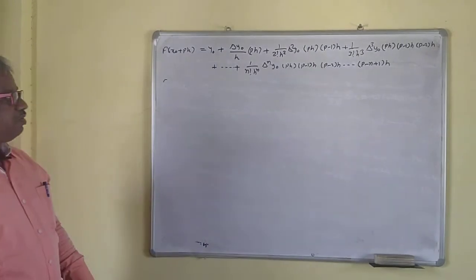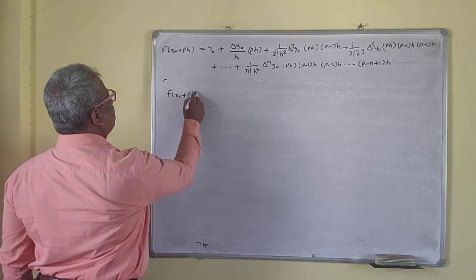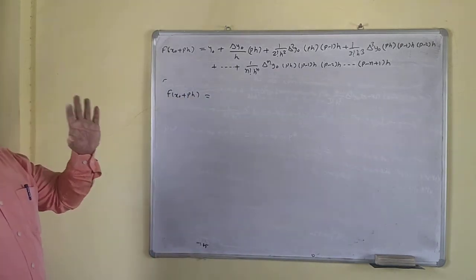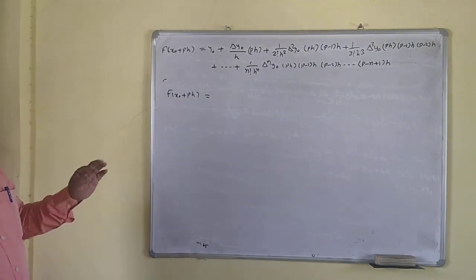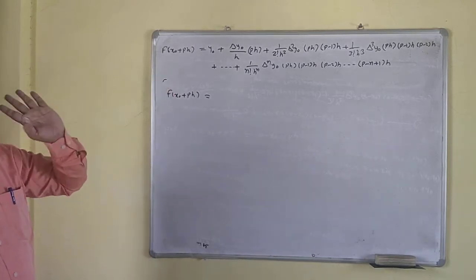Okay. Now this is very simple. So what do we get then? This is f of x0 plus ph. x0 means the starting value. h means the interval difference. Okay, and now we have to find only the value of p here.